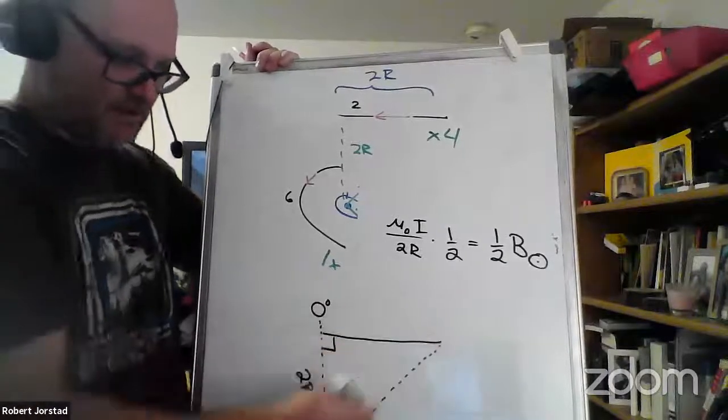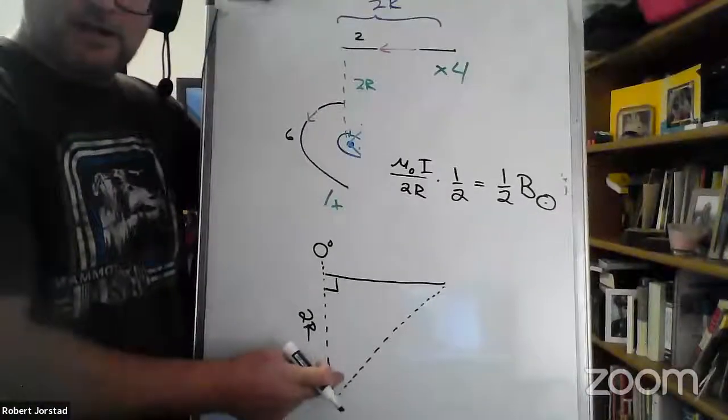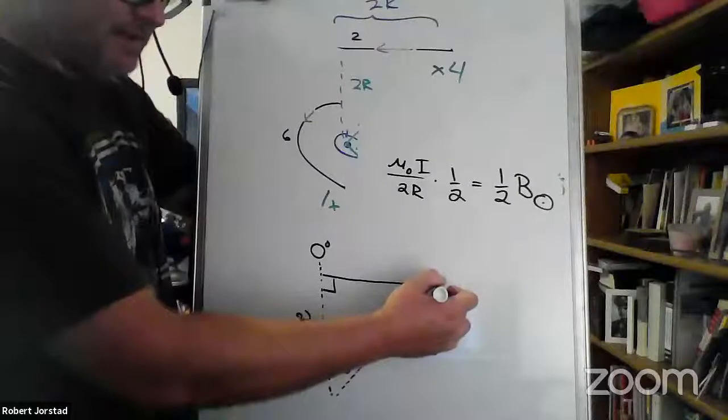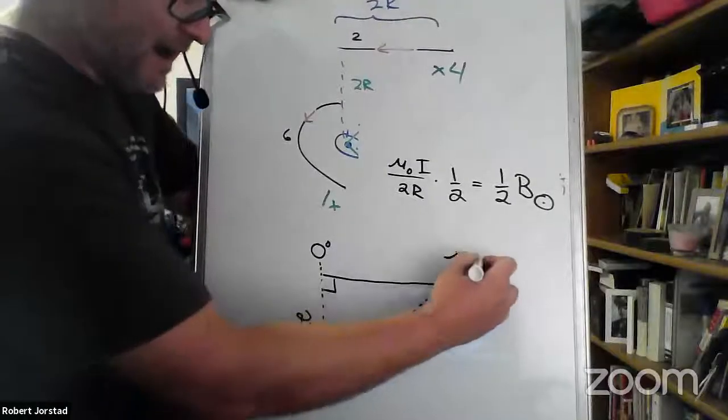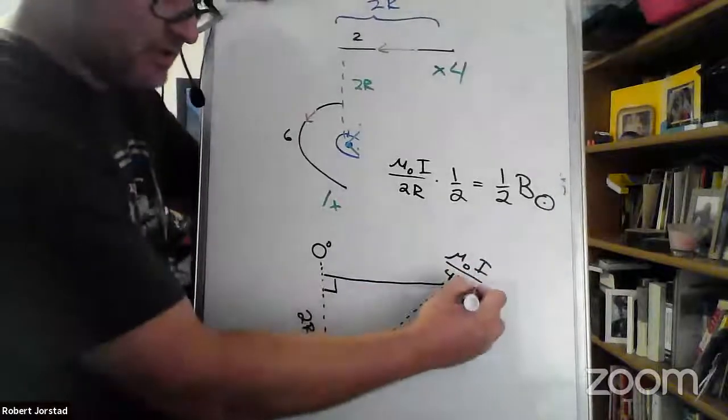What's this angle? What's this angle right here? Sorry. What's this angle right here? 45. 45. So now I don't need to think that hard. It's mu naught I over 4 pi times the distance, which is 2r.